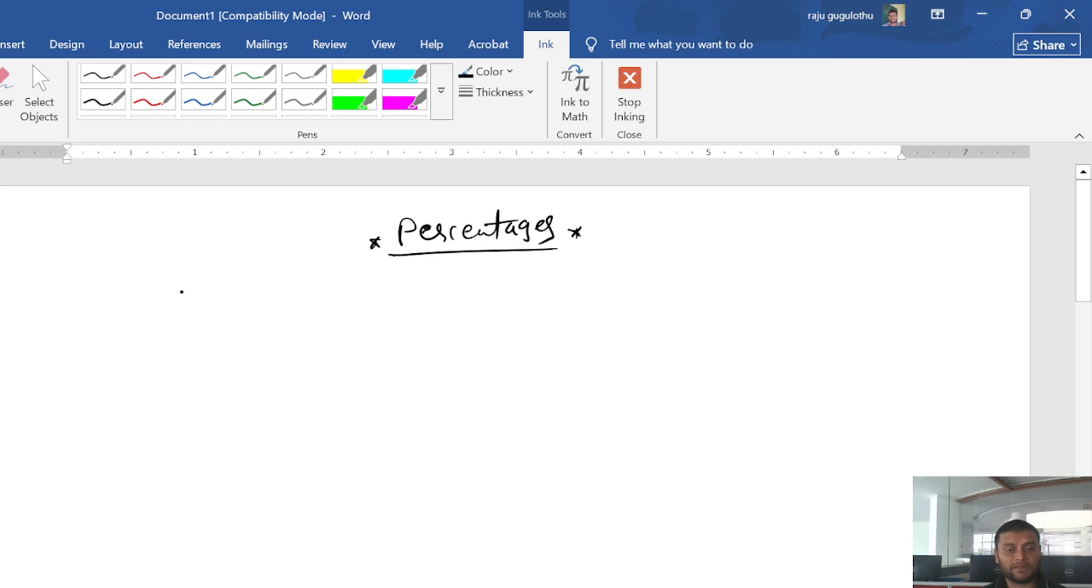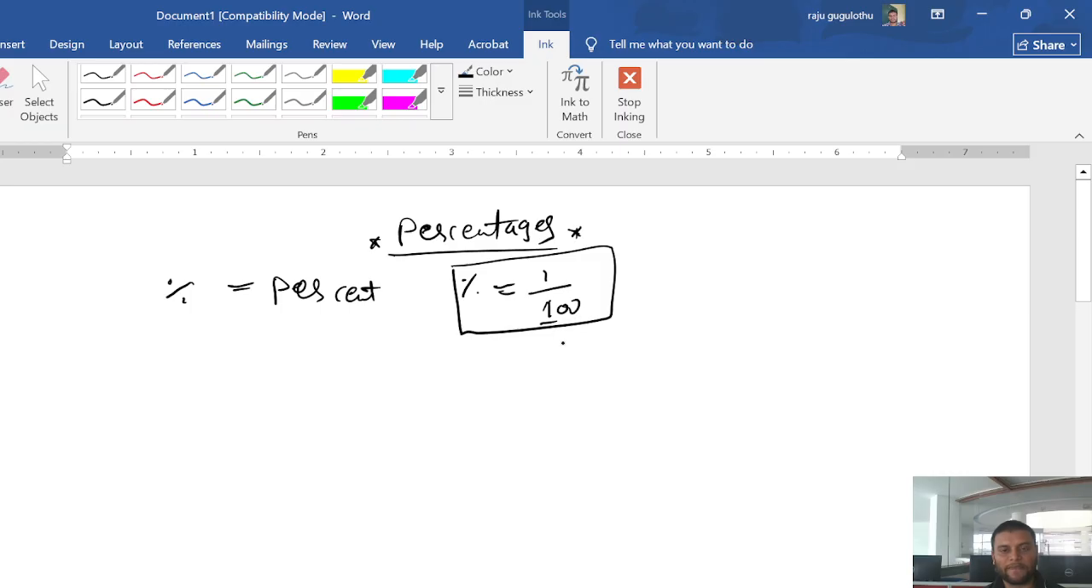And the symbol is this one. This is percentage. The meaning of the symbol is per cent. Per means divided by, and cent means 100. So the percentage symbol means 1 by 100. Whenever you see the percentage symbol after a number, it means you are comparing some number with 100.